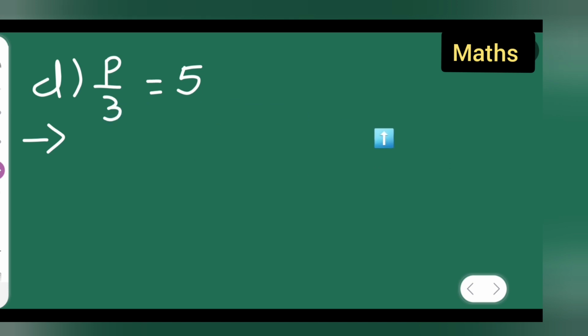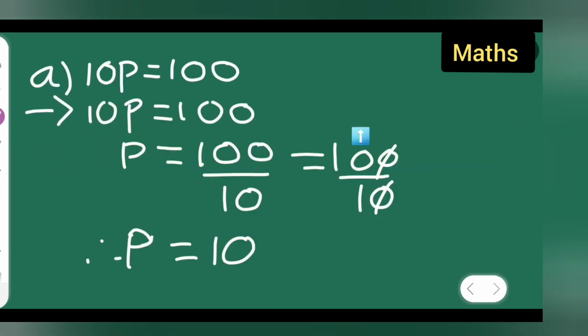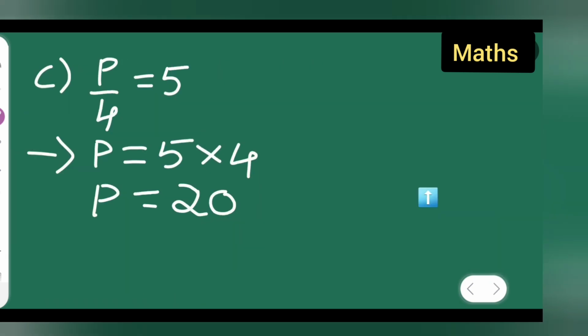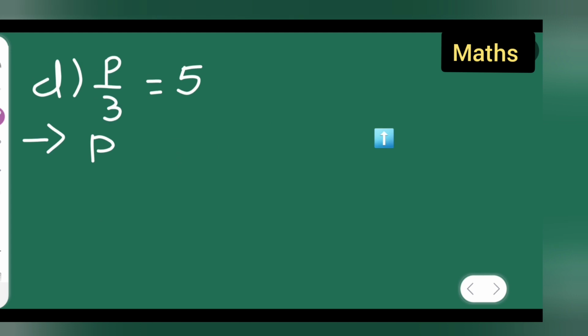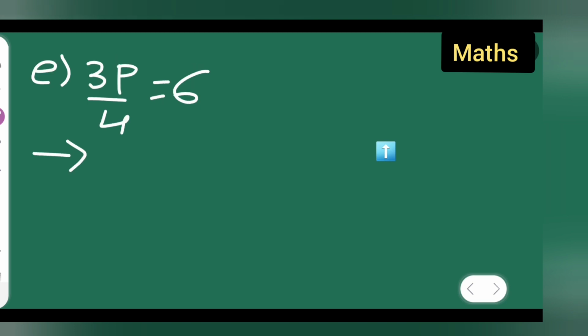Now how to solve this? Write down P. What is the question exactly for the D one? It is P upon 3 is equal to 5, right? Okay, P is equal to 5. You have to multiply it with 3. So you will get P is equal to 5 3s are 15. Next, let us see the E one. 3P upon 4 is equal to 6.